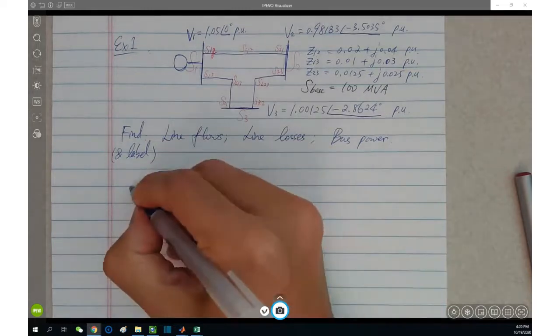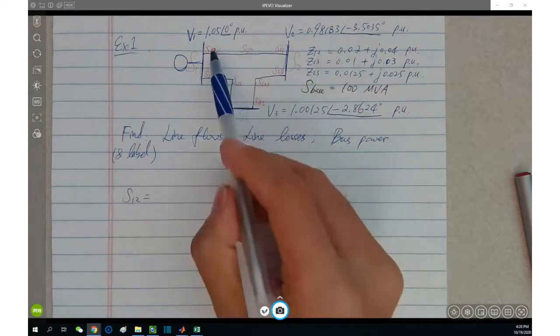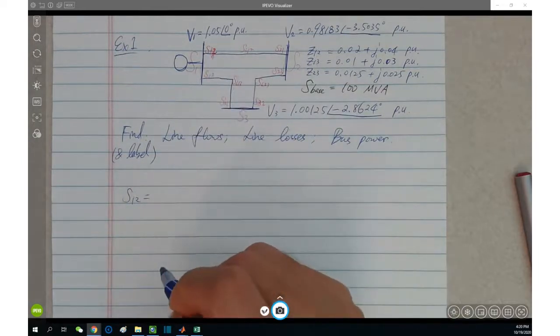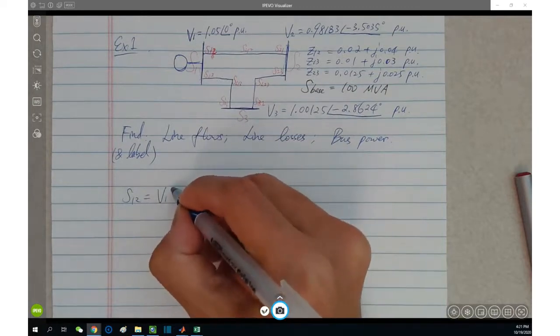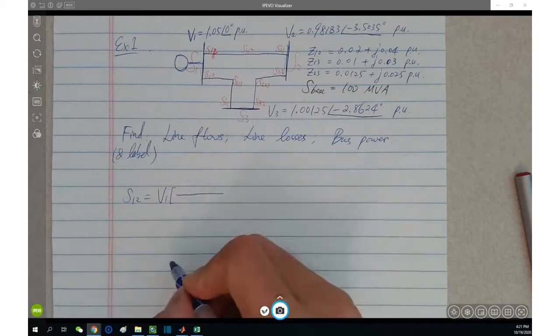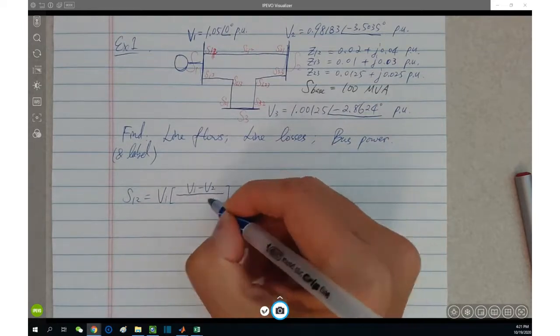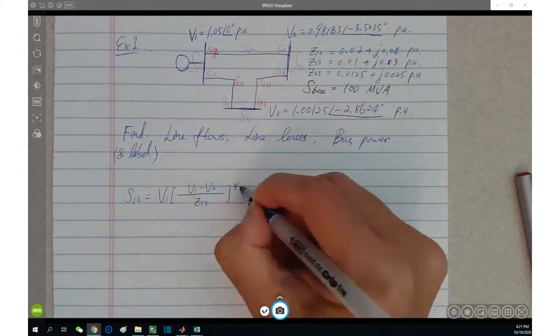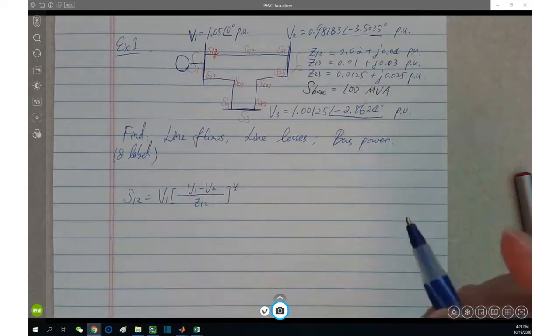All right, let's begin with S12. S12 is power here. Obviously, according to the formula, what do we have? V1 times the numerator V1 minus V2, divided by Z12, and then conjugate. Does it make sense? It's not difficult at all, and everybody knows how to do this. However, not everybody can get the correct answer here.